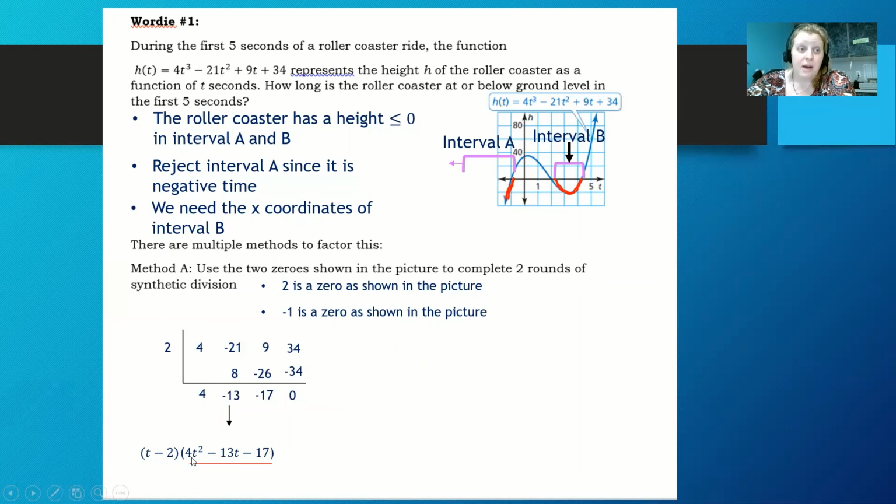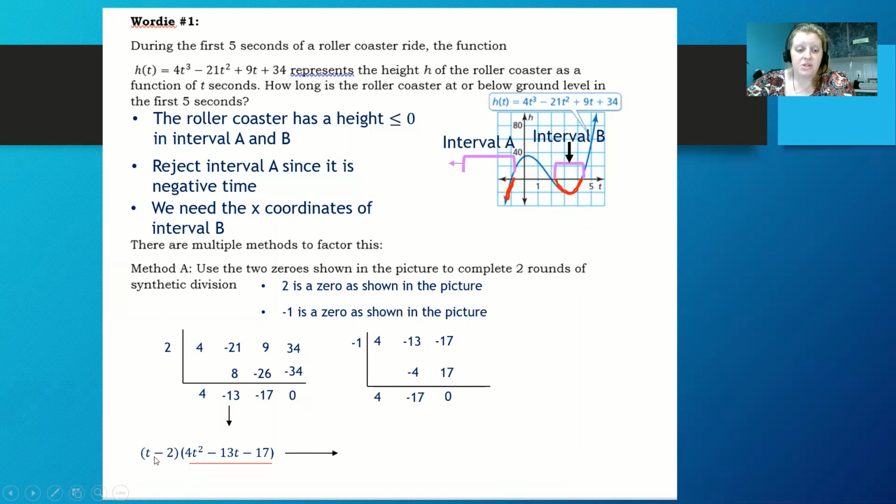Then we have to keep factoring. We have to factor this quadratic. We could use the x method and keep factoring it that way. However, if they gave you another 0, synthetic division is going to be a lot faster. So you're going to take your 4, your -13, and your -17, and you're going to factor out the next 0, which was -1. Drop your 4 and begin. So we multiply and add, multiply and add, and once again, you should get a remainder of 0 because you're using an x-intercept.